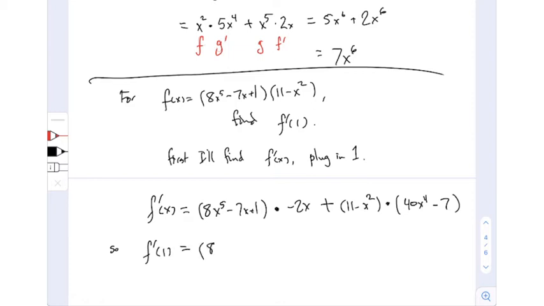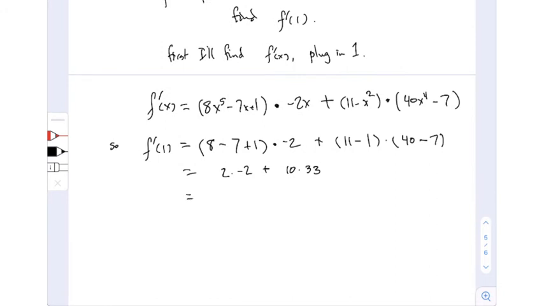Any power of 1 is just 1. So it's 8 minus 7 plus 1, times negative 2, and then plus 11 minus 1 times 40 minus 7, right? And whatever that is, that's my answer. We add it all up. 8 minus 7 is positive 1, plus 1, so that's 2 times negative 2. And then I got plus 10 times 33. I like multiplying by 10. This is negative 4 plus 330, which is 326, I guess.